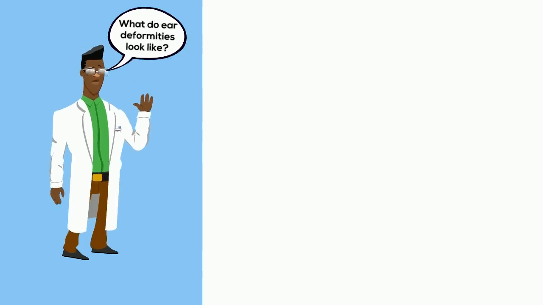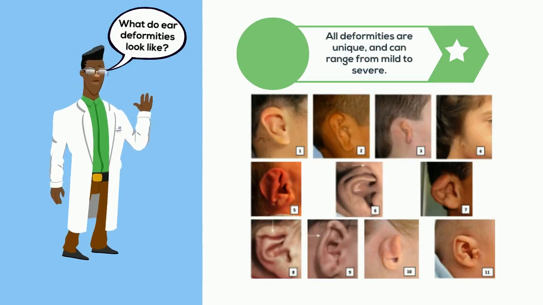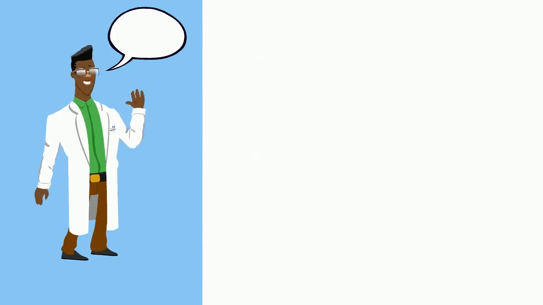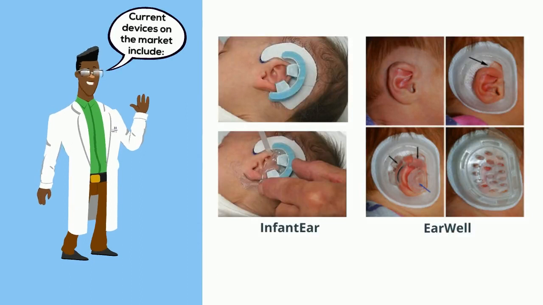So what do ear deformities look like? All deformities are unique and can range from mild to severe. Current devices on the market include infant ear and ear roll.